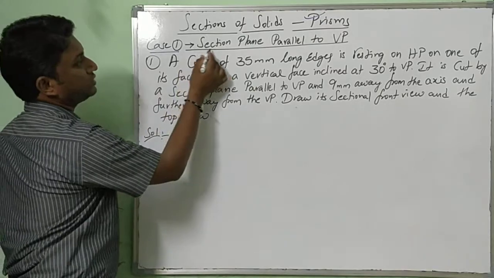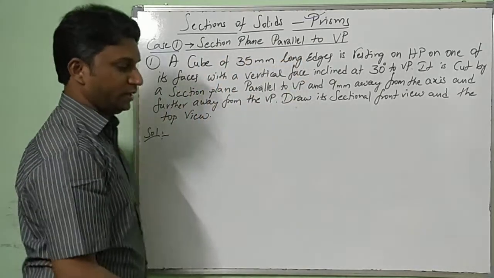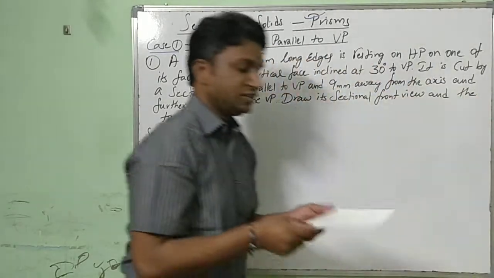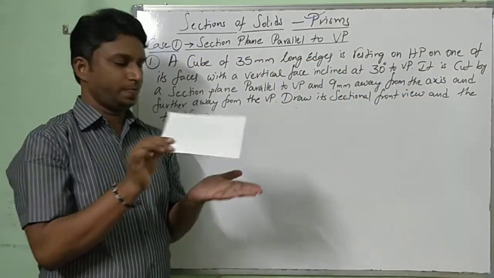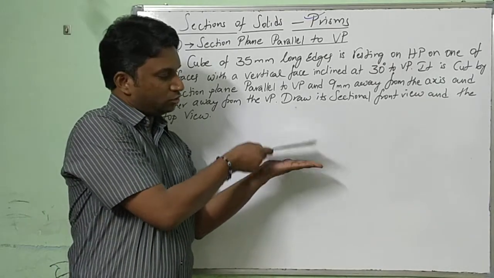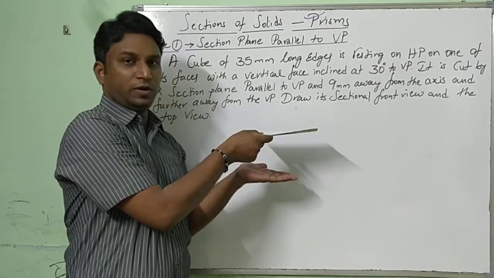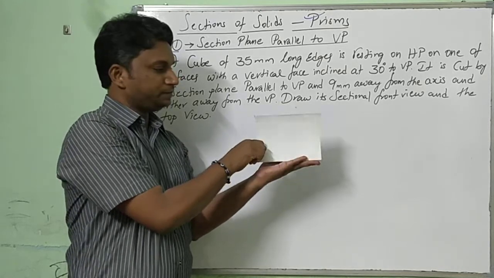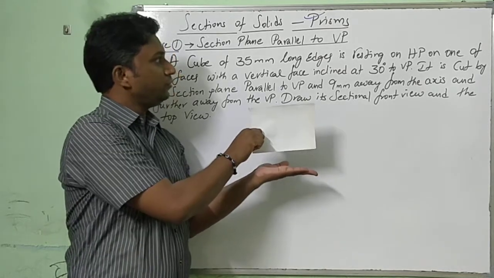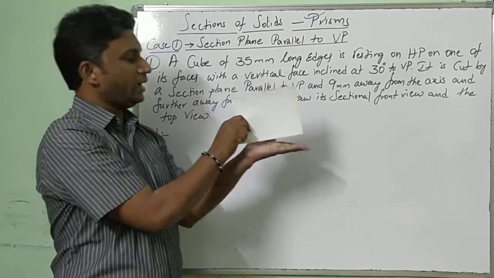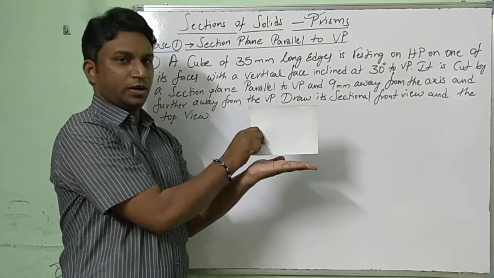Case 1, section plane parallel to VP. I said section plane, it's a section plane. HP, VP. Parallel to HP, perpendicular to VP. You know all this, right? This section plane is parallel to VP, perpendicular to HP. Now we are at section plane parallel to VP, perpendicular to HP.